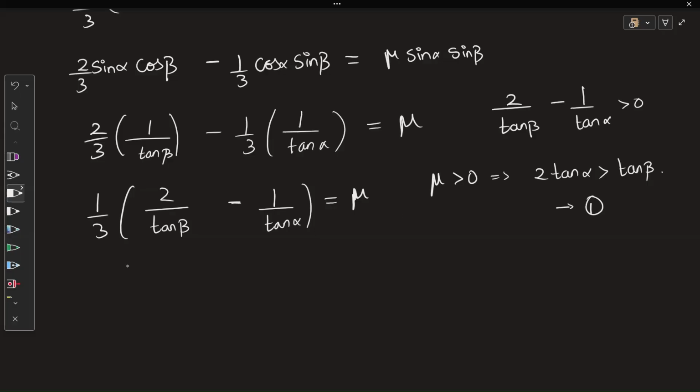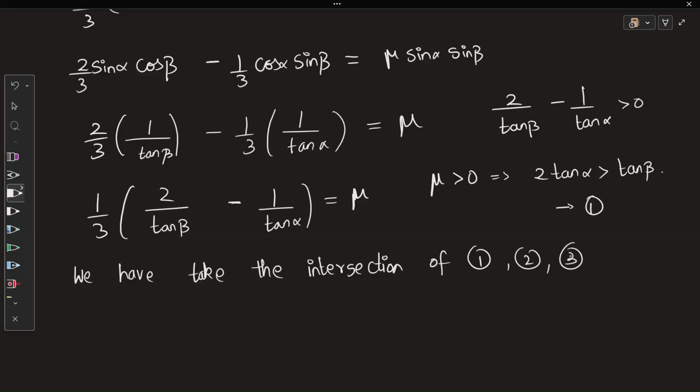Similarly, we have to find the conditions for cases 2 and 3, and then we have to take the intersection of these three conditions. And then finally we will get the condition for alpha and beta.